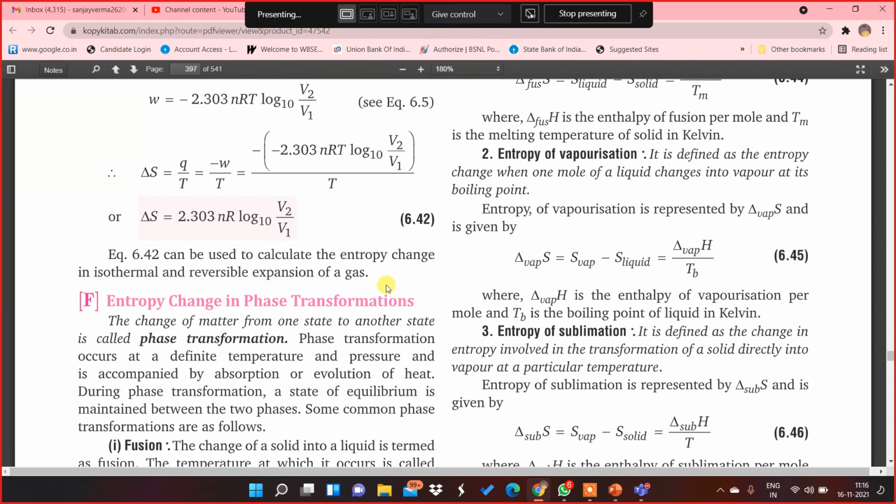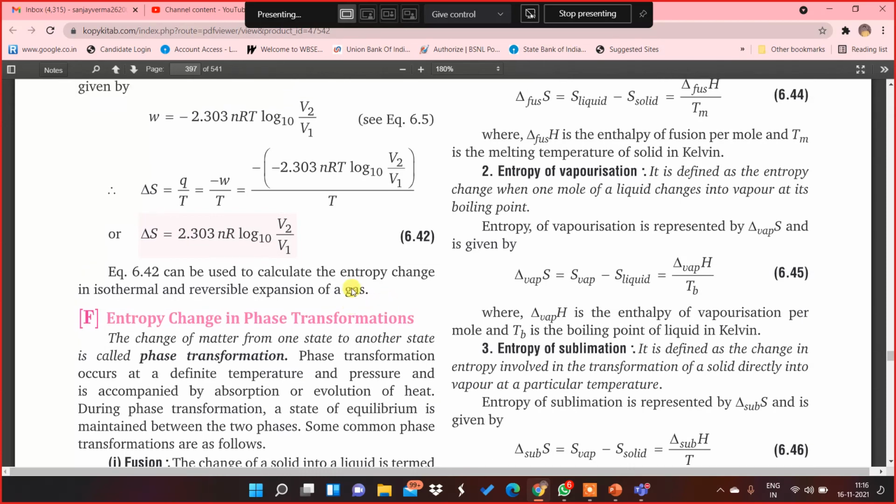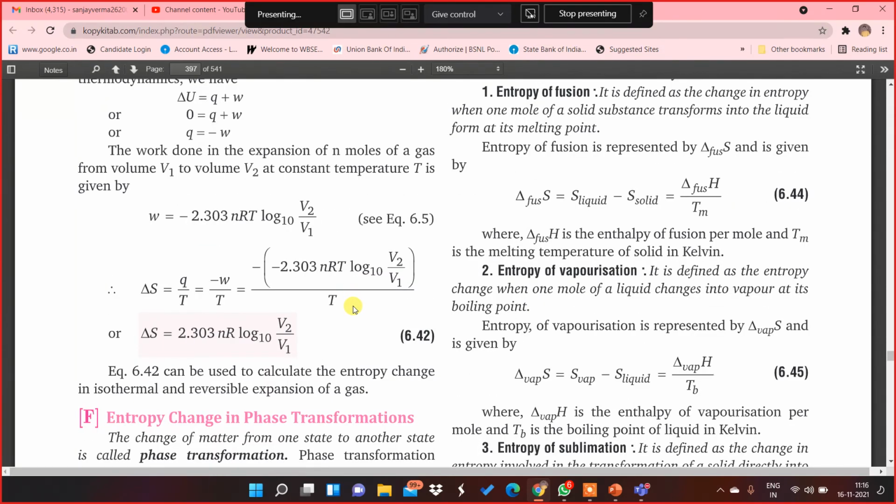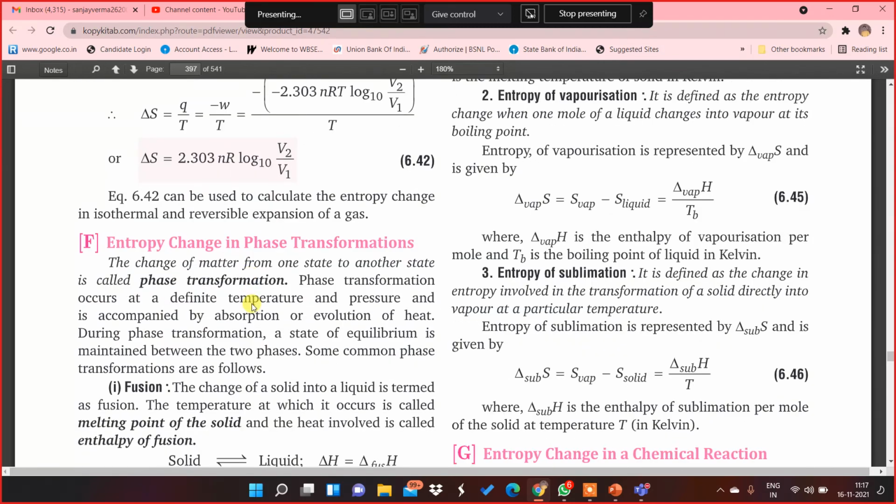Till here we will do for today. In the next class tomorrow probably, I'll be proceeding further in this chapter where we'll be learning an important thing, that is entropy change in phase transformations. Whenever there is a phase transformation, that means from a solid state or a liquid state, what are the energy changes involved? So this I'll be doing in the next class tomorrow.